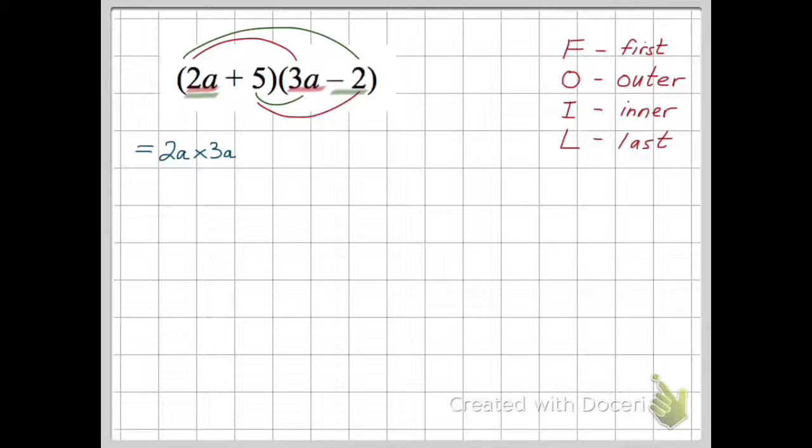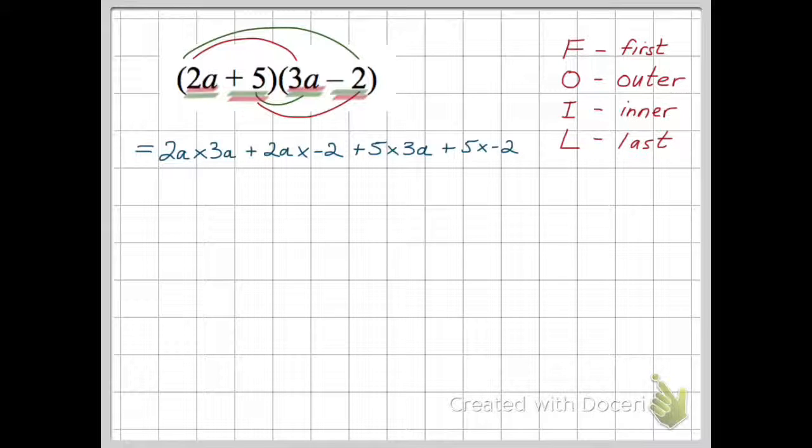So make sure you write plus 2a times negative 2. It's okay to use a times sign as part of your working out to help avoid mistakes. The third pair, inner, is the plus 5 times 3a. So it's plus 5 times 3a. And the final pairing is plus 5 times negative 2.